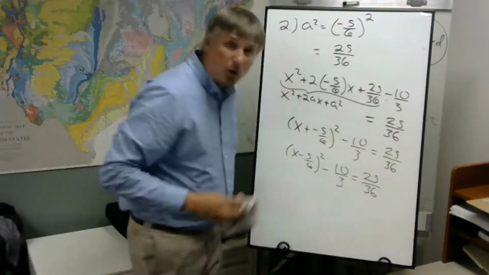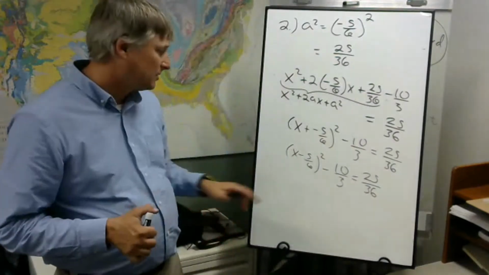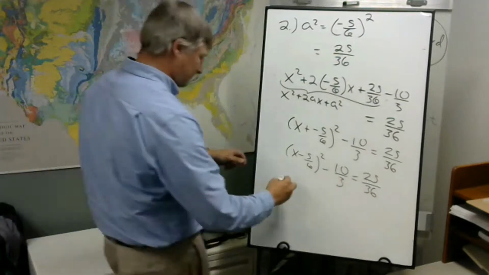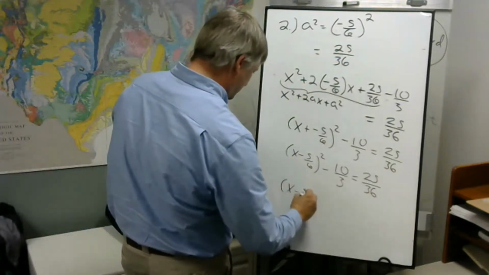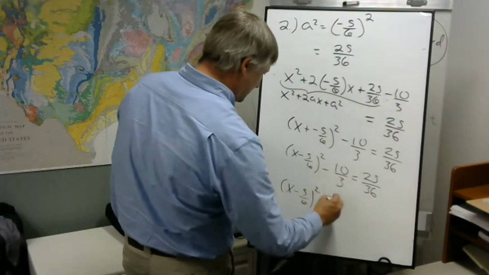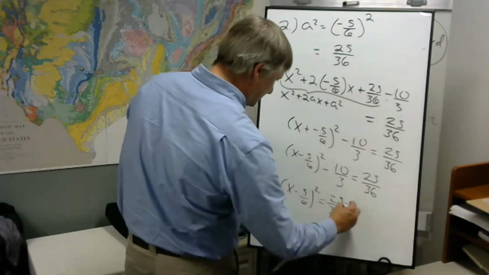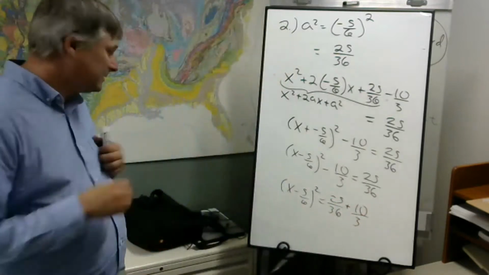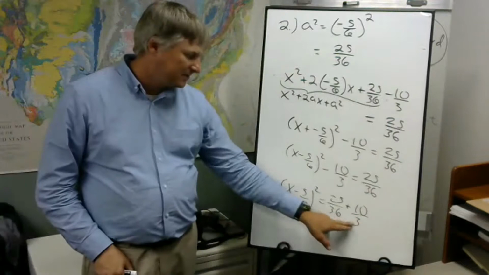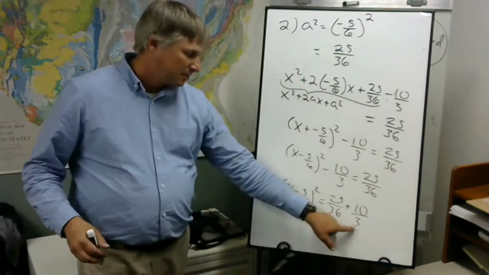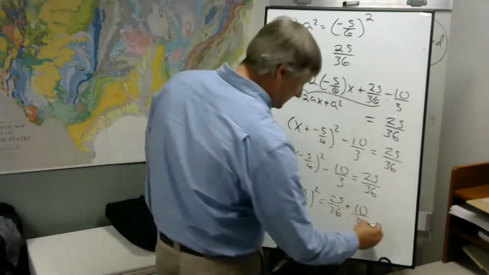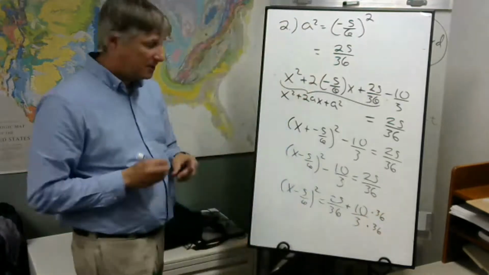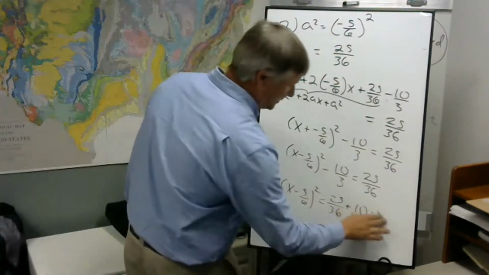Now, we want to use our square root property. So we need to combine this over here. So we'll add it over. X minus 5/6 squared equals 25/36 plus 10/3. And it may have been a while since you've done anything with fractions, but we want this to have the same denominator as that. So 3 times 12 gives you 36. So multiply top and bottom by 12.